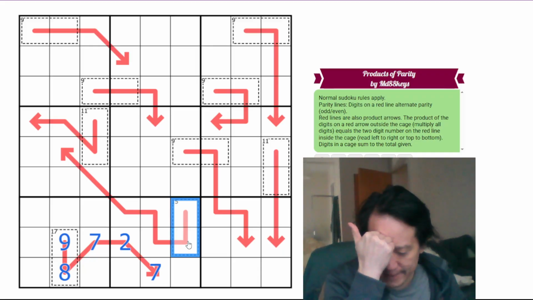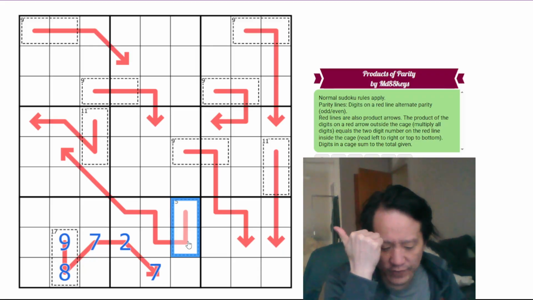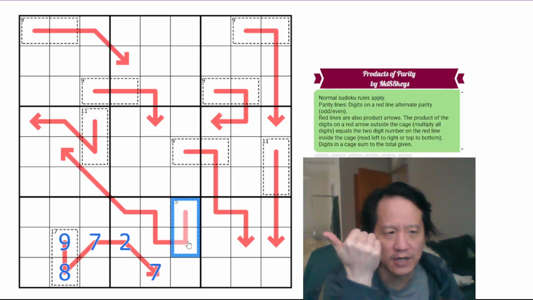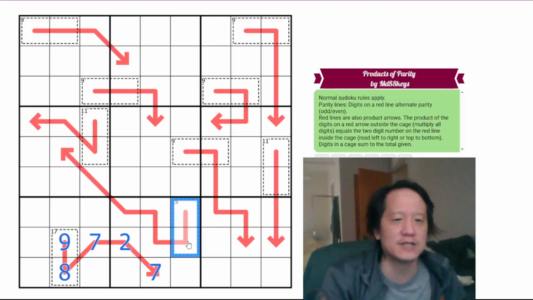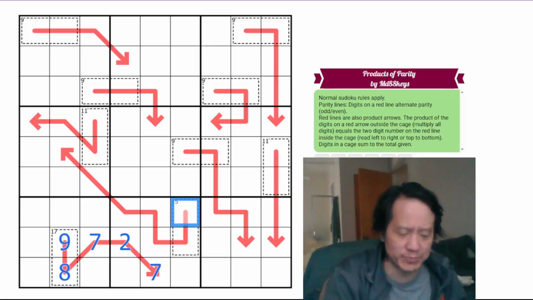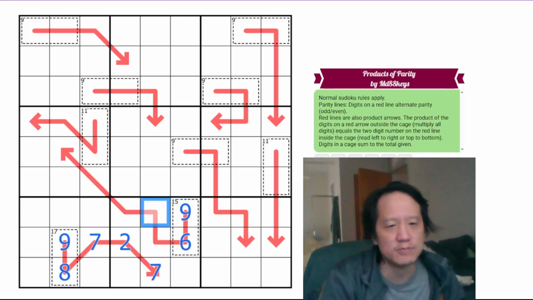6 and 9, if you factor it out, it can only be 3 times 23. 23 is obviously not a digit, so that doesn't work. So this must be 96 to multiply together.